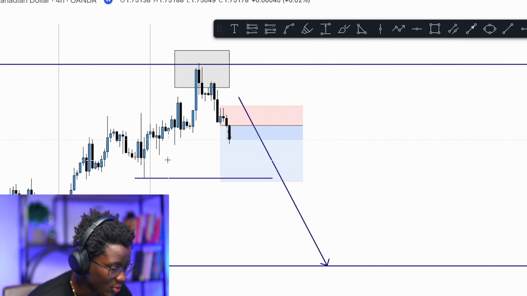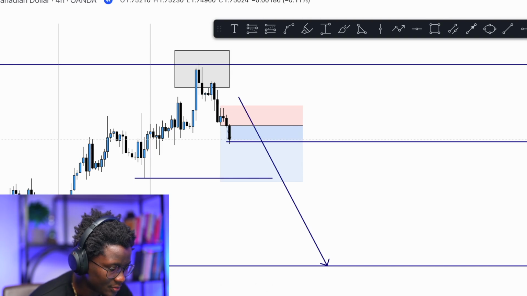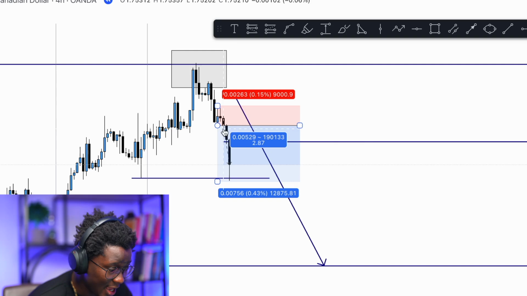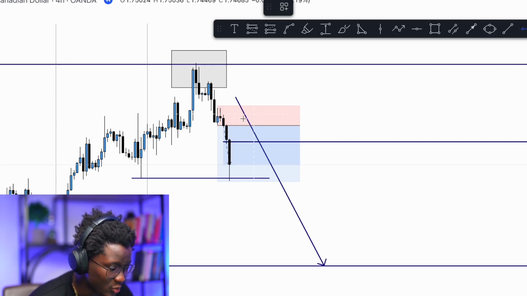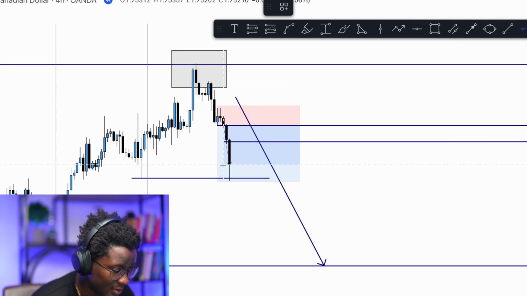After this closure, we can also add another tiny entry here. And then what do we expect? We see another closure like this, another huge candle. So imagine that you had your first entry here, scalped multiple positions, and then you waited for the 4 hour to close, and another 4 hour came here.